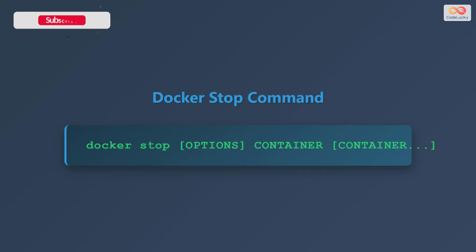Let's understand the docker stop command. The syntax is docker stop followed by options, and then the container name or ID. You can specify multiple containers to stop at once. The options are enclosed within square brackets.